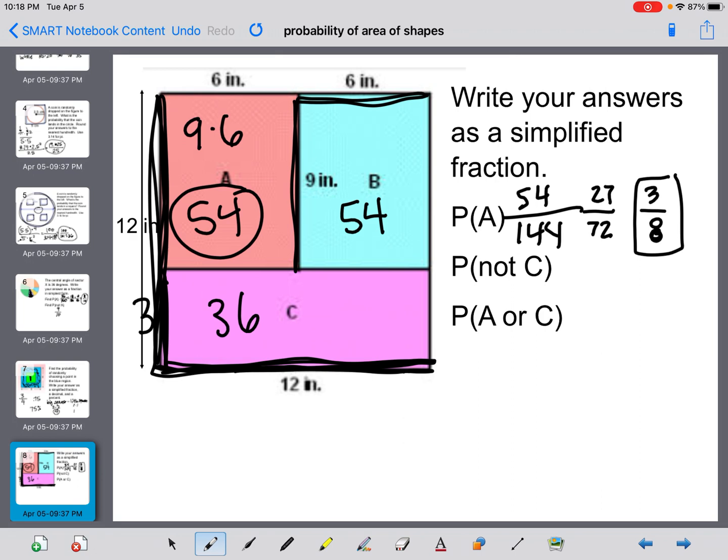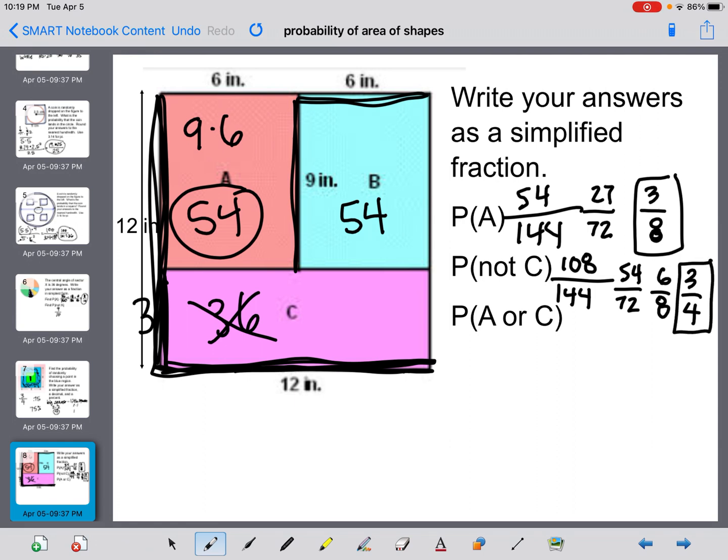Not C. I actually goofed up the first time when I was practicing on my own. Not C means I want 54 and 54, 108. 144 is the total. Cut it in half. Divide by 9. Cut it in half. Woo!